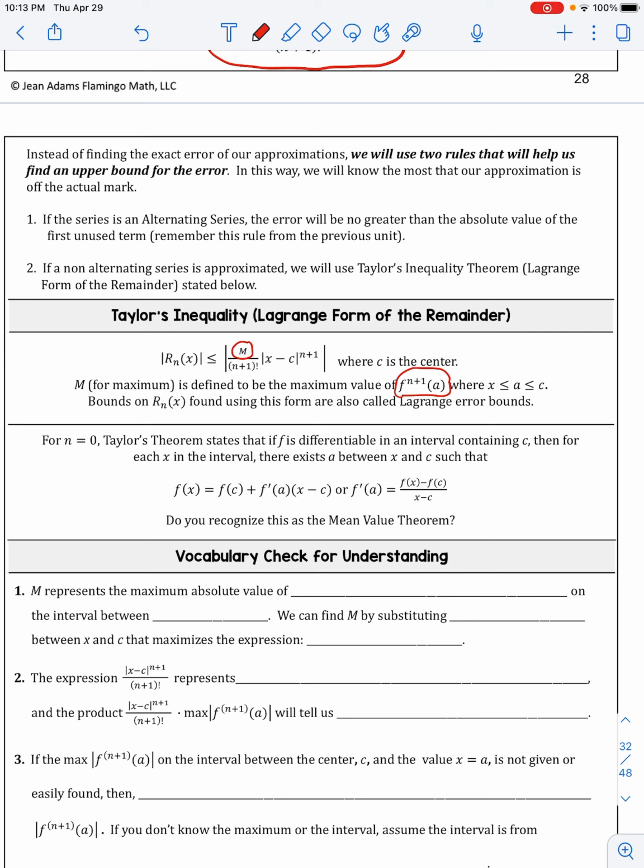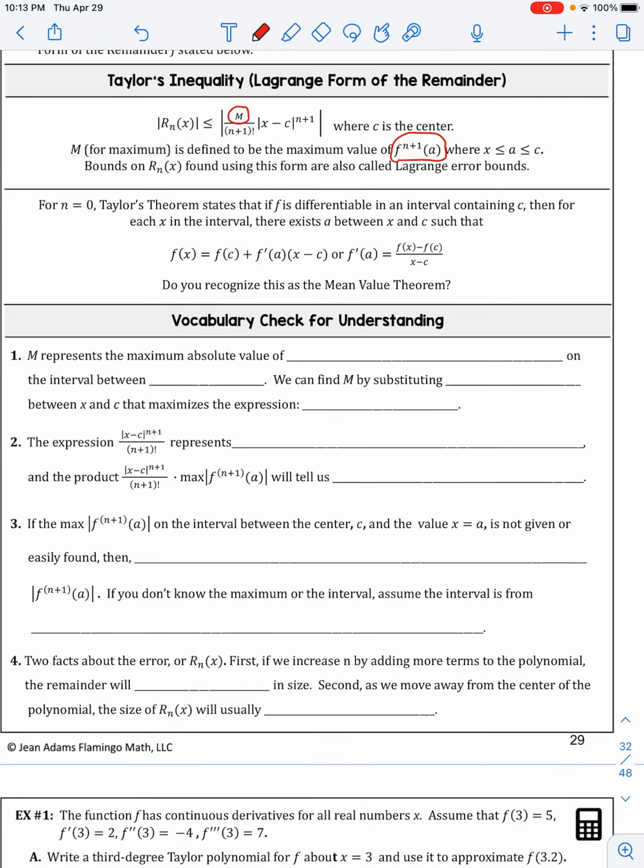So for n equals 0, Taylor's theorem states that if f is differentiable in an interval containing c, then for each x in the interval there exists a between x and c such that f of x equals f of c plus f prime of a times x minus c, or f prime of a equals f of x minus f of c over x minus c. Do you recognize this as the mean value theorem?